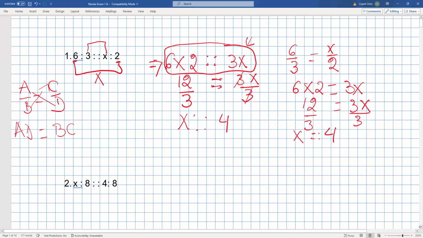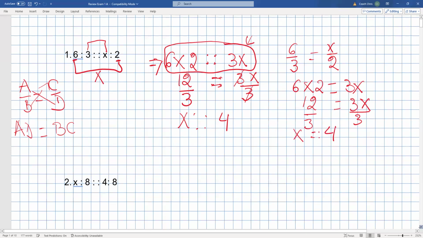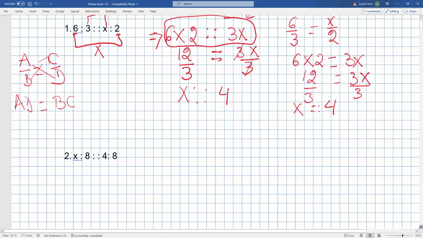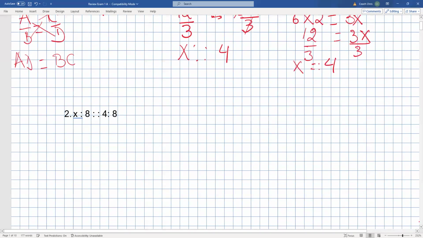All right, let's do number 2. Once again, you're always going to multiply extremes together and means together. So what we learned so far, you're going to multiply x with 8, then multiply the other two, 4. So I'm going to have 8 times x, I've got 8x, then I've got 8 times 4.